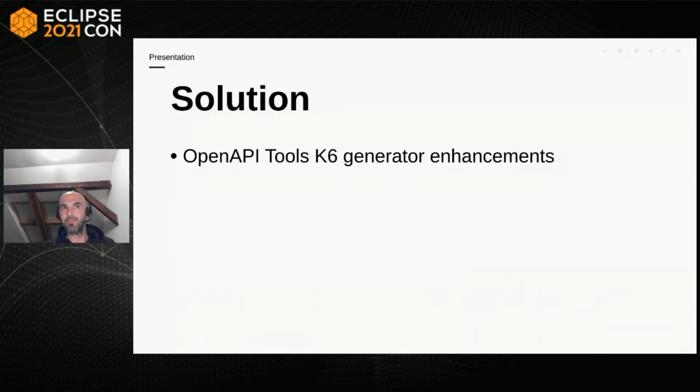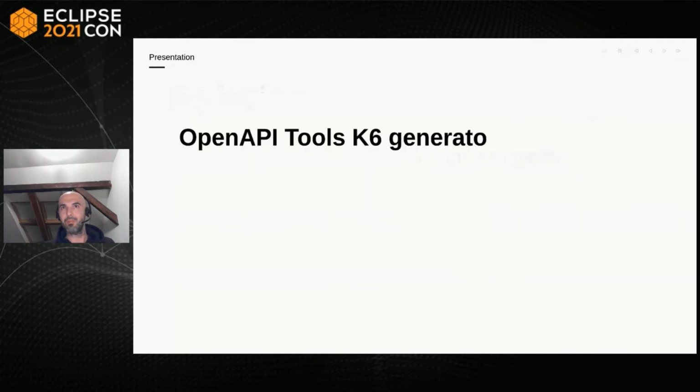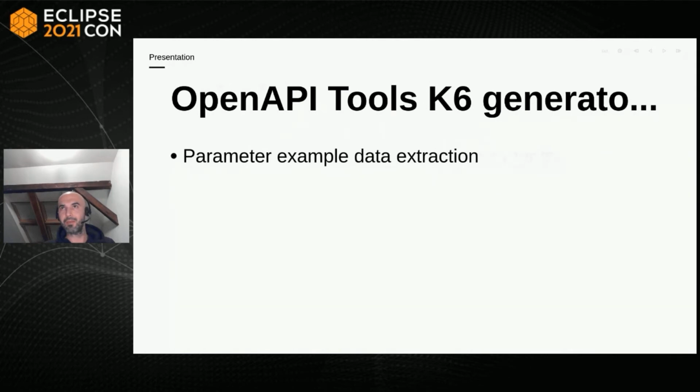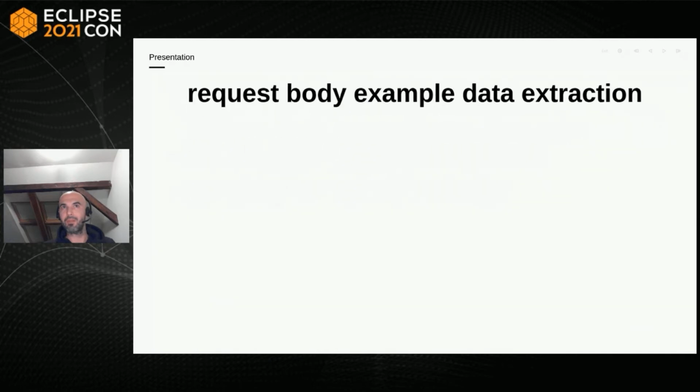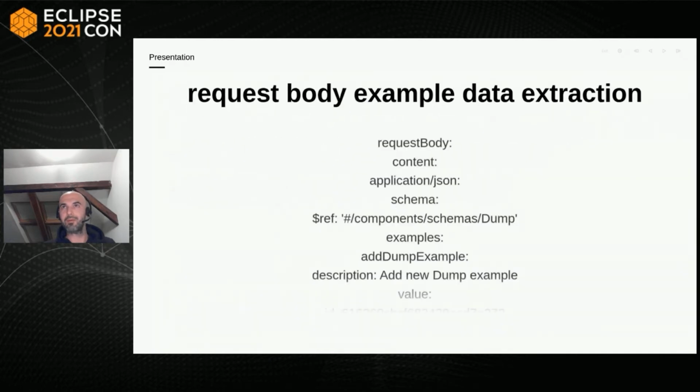The OpenAPI tools K6 generator enhancements that were implemented to support this are, as you were quickly demoed, the parameter example data extraction, which allows you to extract examples for specific parameters like query params and path params. And then the request body example data extraction, where you have, for example, post methods and you want to provide the sample data for that post method. You can now extract it from the generated OpenAPI specification and put it into the script automatically.